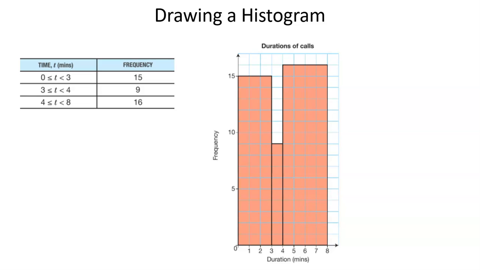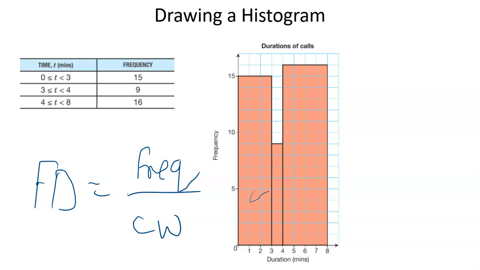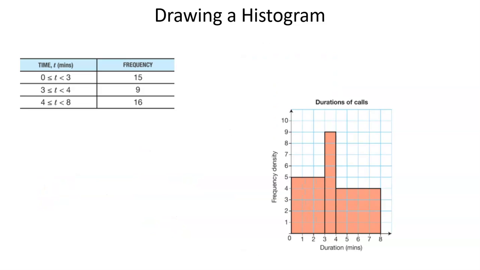And what we do is, instead of plotting frequency, instead of making the height of the bar proportional to how much stuff we've got, we're going to make the area of the bar proportional to how much stuff we've got. And that's frequency density. Frequency density, or FD for short, is worked out as the frequency divided by the class width, or CW for short. The class width is just how wide is the little range here. So here it's 3, there it's 1, and there it's 4. And if we draw this instead, we get a much better picture. Here it is. So let's just see how we did that.